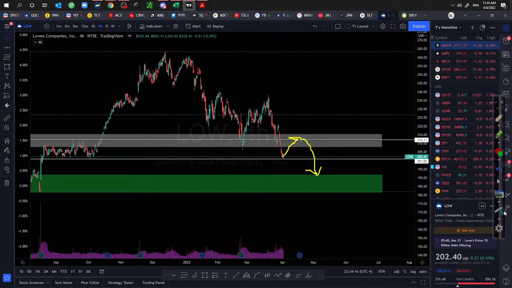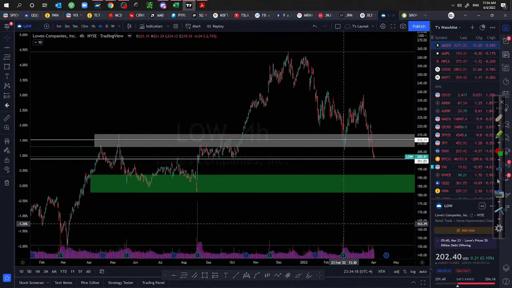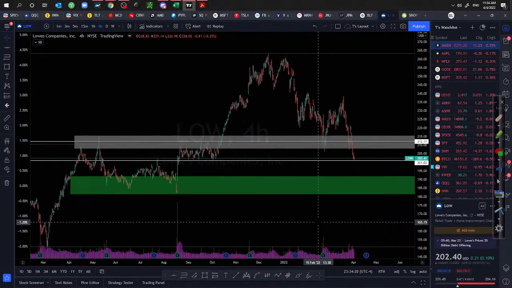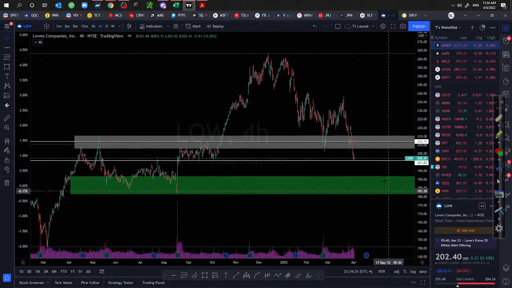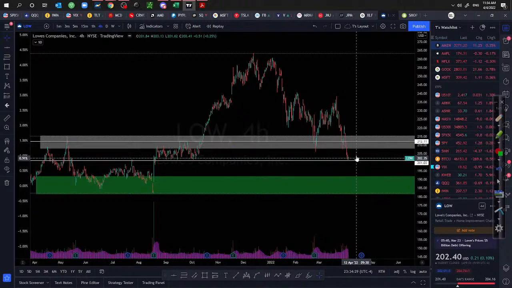I don't know if I want to play the short right off the bat if it breaks, but then again, it seems like it wants to do that though. Yeah, this one looks like a good opportunity this week for a short position. I like it. I just think I don't want to buy puts here.